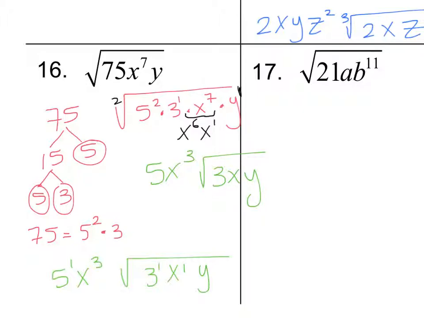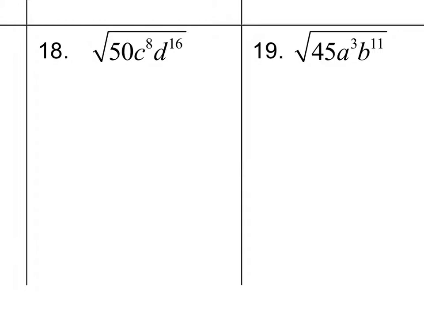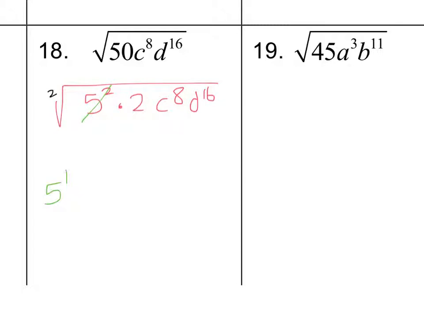Now let's move on to number 18. Square root of 50, c to the 8th, d to the 16th. Now 50 is basically 5 times 10, which in turn 10 is 5 times 2. So I can rewrite 50 as 5 to the second times 2, and I copy the rest. Since this is a square root, I know the index is 2. Now 2 divided by 2 is 1, so this one is going to leave the radical. 2 is to the power 1, so it's going to stay inside the radical since 1 is not divisible by 2.